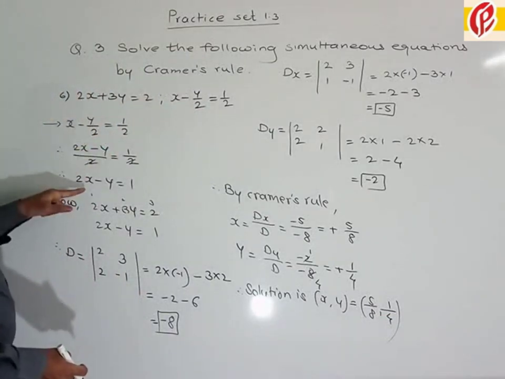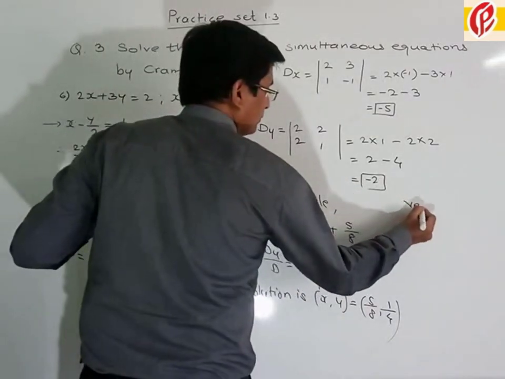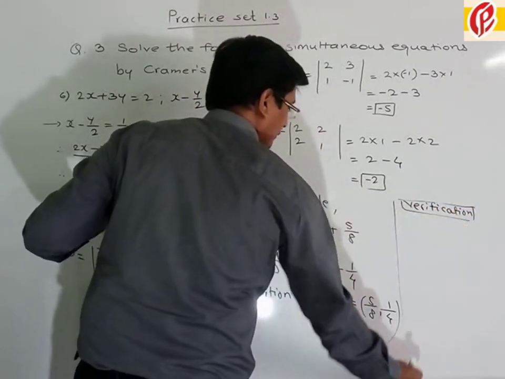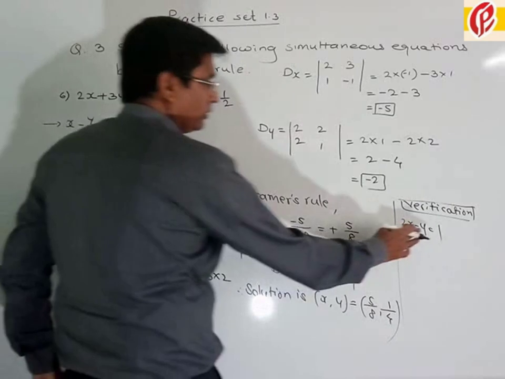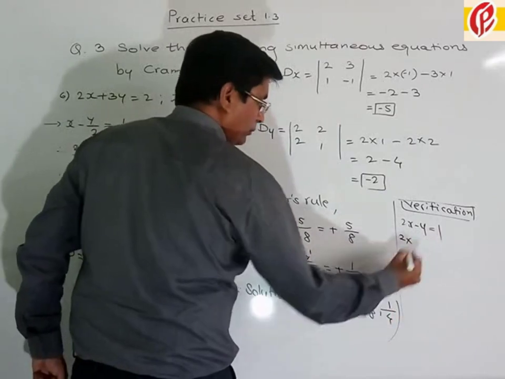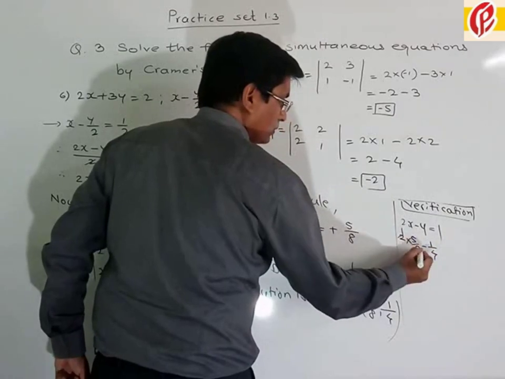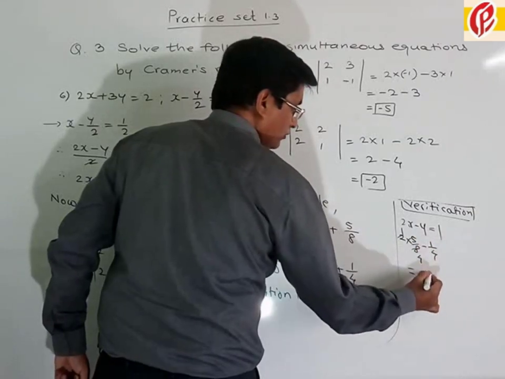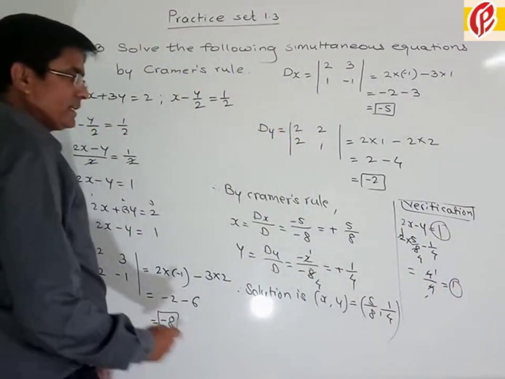We will check whether our answer is correct or not. So I will take the simple equation, this one, 2x minus y is equal to 1. So I will verify here. Actually it is not necessary, you can only check whether your answer is correct or not. So 2 into, what is the value of x? 5 upon 8 minus, what is the value of y? 1 upon 4. 2 1s are 2, 2 4s are 8. So we will get 5 upon 4 minus 1 upon 4. 5 minus 1 is 4, and 4 upon 4. 4 1s are 4. So the answer is 1. So the right side is 1. So our answer is correct.